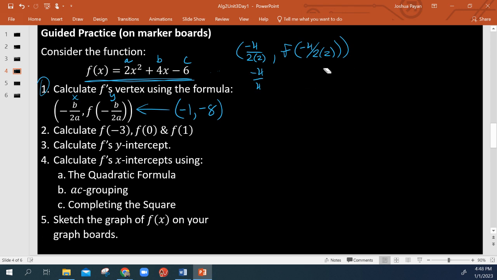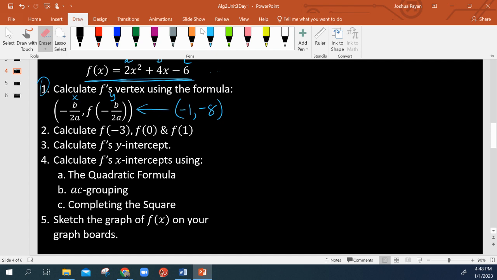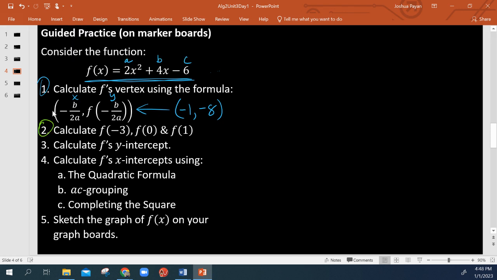Okay, so next thing it's asking us to do on number 2 is to calculate f of negative 3, f of 0, and f of 1. Okay, well, let's see what that looks like. So first, let's start with f of negative 3. So that's just 2 times negative 3 squared plus 4 times negative 3 minus 6. Negative 3 squared is 9. 9 times 2 is 18. Minus 4 times negative 3, which is 12, so minus 12, right? Well, plus negative 12, so minus 12. And then negative 6 is still just negative 6.